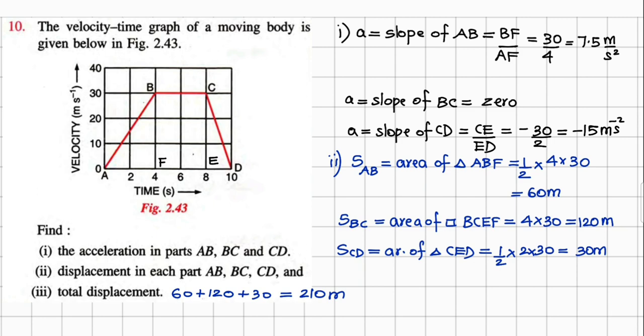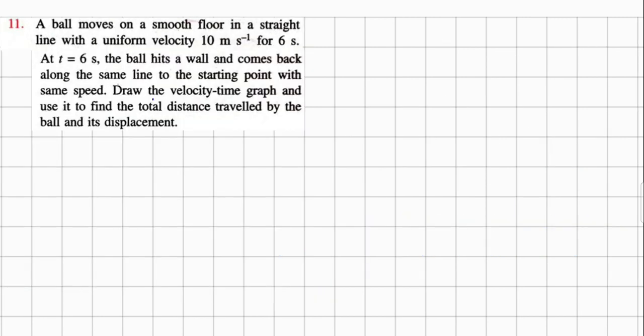Next question. Question 11. A ball is moving on a smooth floor in a straight line with uniform velocity of 10 meters per second and it moves for 6 seconds. After 6 seconds, it hits the wall and comes back. So it is coming now towards us. Fine. So the direction has changed. So draw the velocity time graph. So let us draw that first.